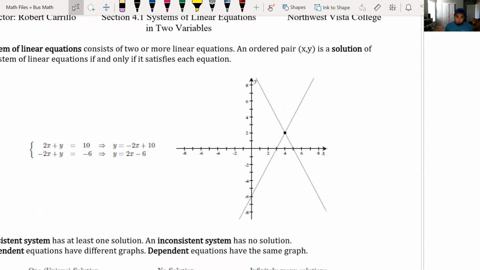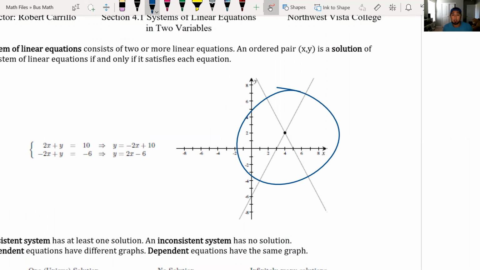So we see that the two lines are intersecting. So we see that our two lines intersect. So the exact point where these two lines intersect, where these two functions intersect, or even better, where these two linear equations intersect, happens to be the unique solution that satisfies both equations.